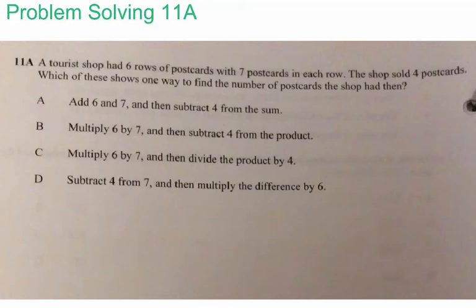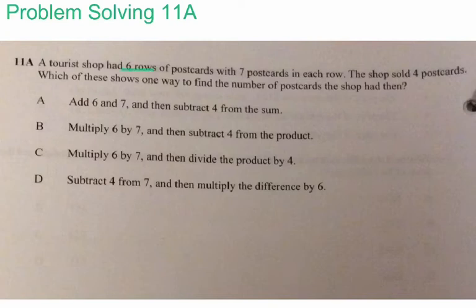Problem solving 11A. A tourist shop had 6 rows of postcards with 7 postcards in each row. The shop sold 4 postcards. Which of these shows one way to find the number of postcards the shop had then?